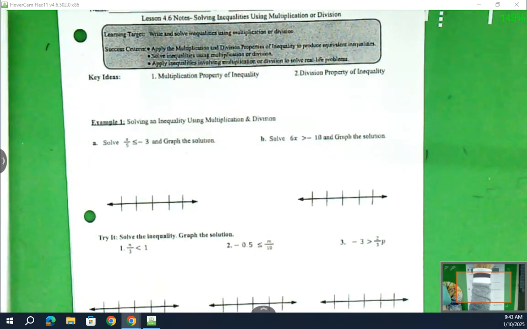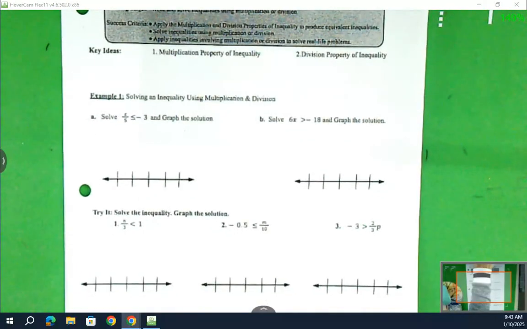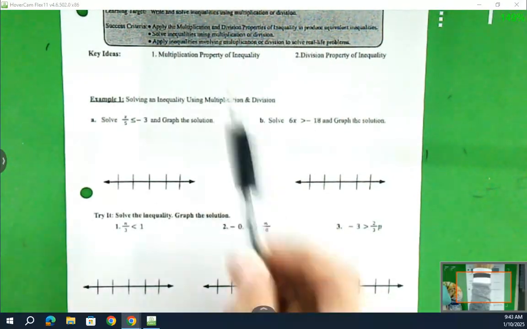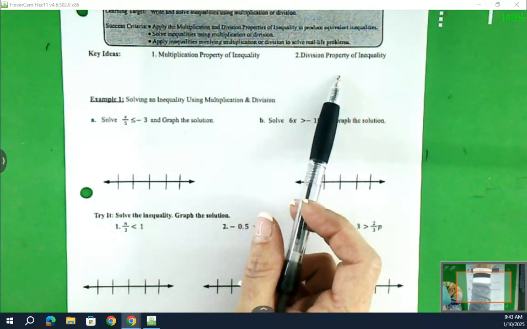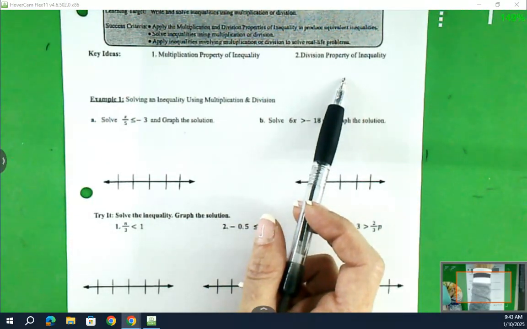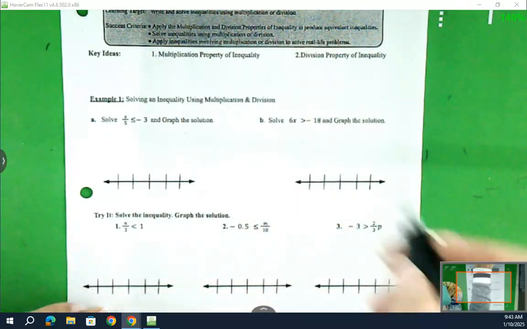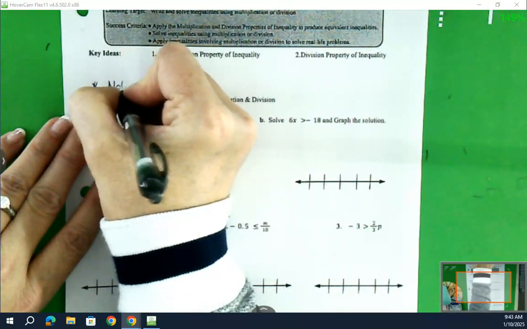Okay, this is lesson 4.6 notes where we are doing one-step inequalities using multiplication or division. So we have two key ideas. Multiplication property of equality means we multiply the same amount to both sides. And the division property of inequality means that we divide the same amount by both sides. There is an added step, so I'm going to put here note.